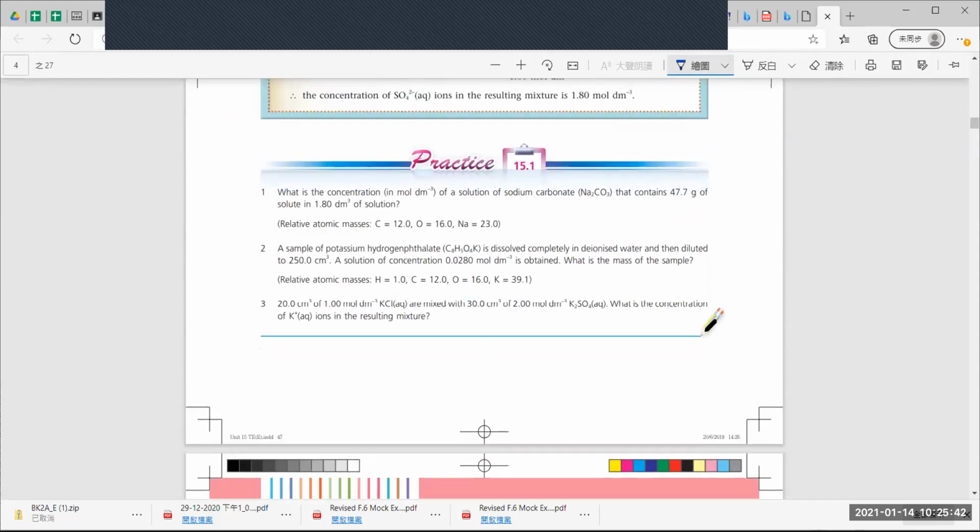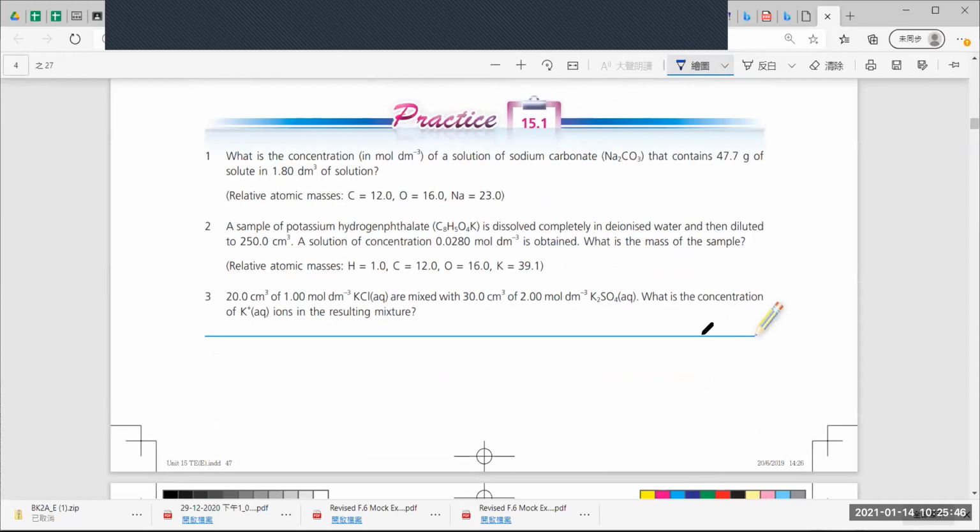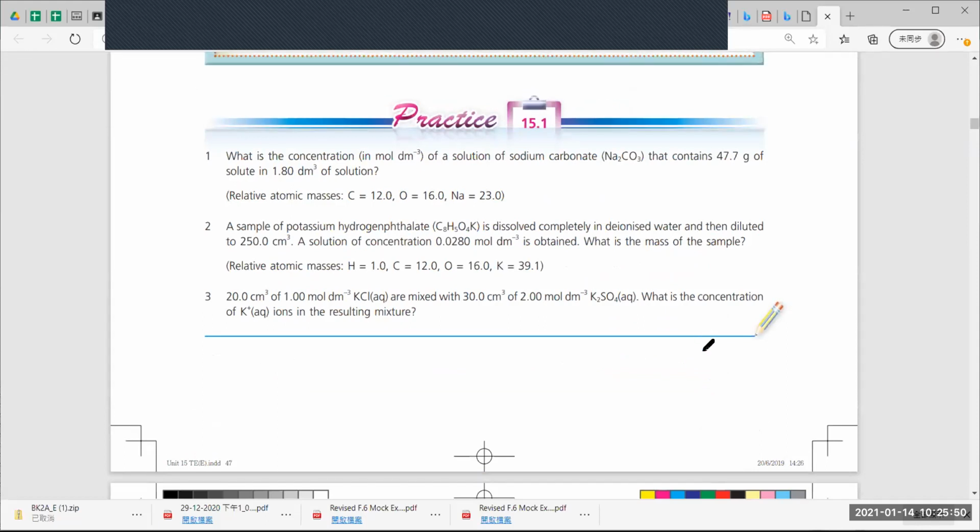Let's have a warm up. Class practice 15.1. What is the concentration in mole per dm cube of a solution of sodium carbonate that contains 47.7 gram of solute in 1.80 dm cube of solution? Simply dividing 47.7 gram by 1.80 dm cube doesn't help, right? Because it gives you the unit of normal concentration only, but not the molar concentration.